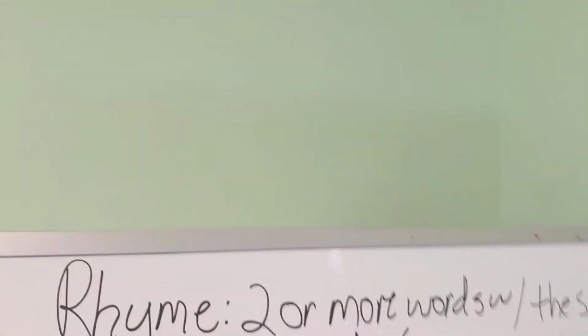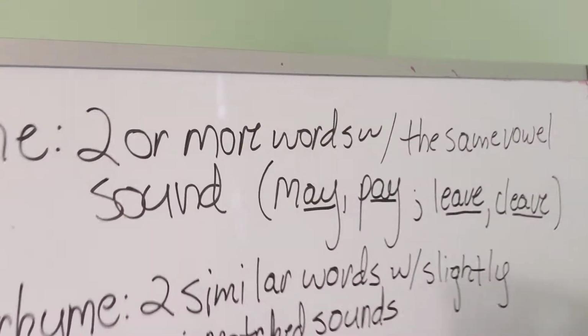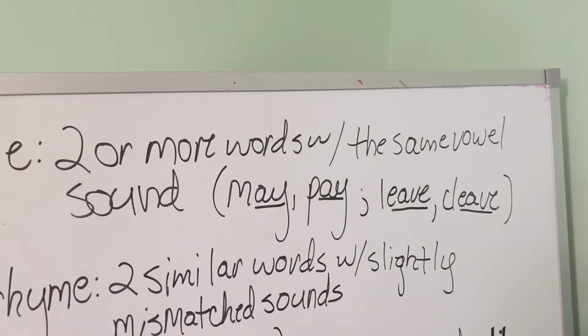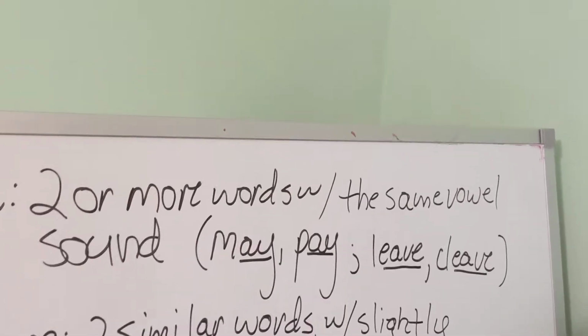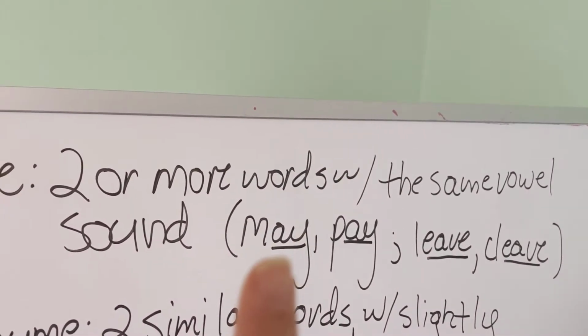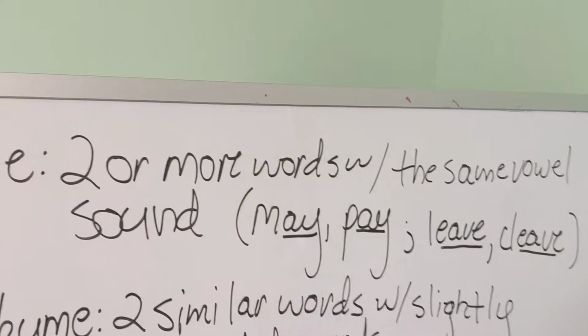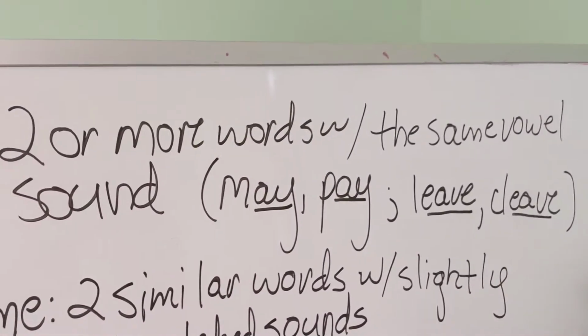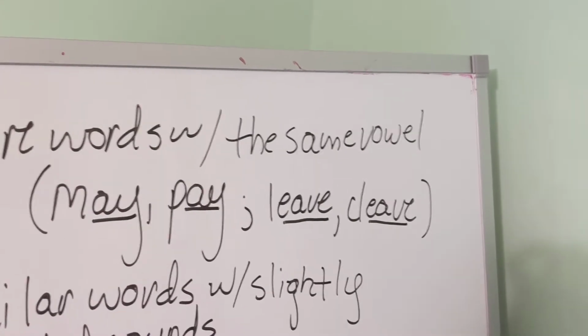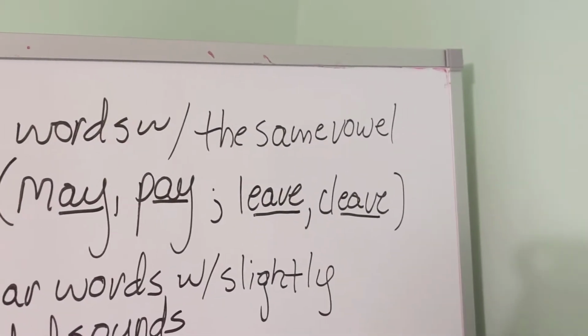Now if you look at my board, you'll notice that I gave you a more simplified definition. So if you would rather do this one in your notes, feel free. Rhyme: two or more words with the same vowel sound. So we have may and pay. You hear the A sound in both of those. That makes a perfect rhyme. And leave and cleave. You hear the E sound in both of those.